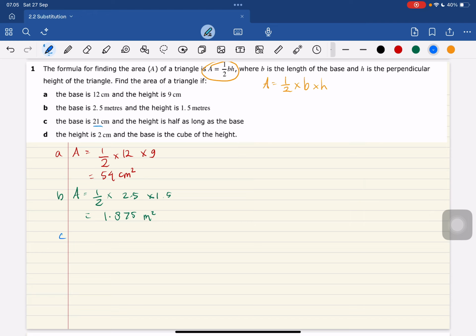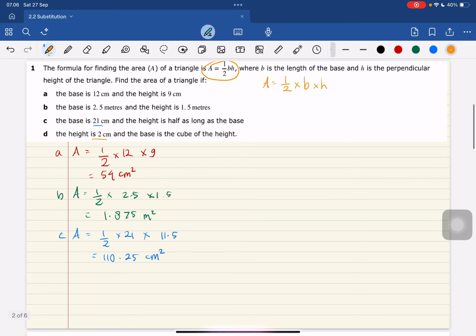For C, the base is 21 and the height is half as long as the base. So it's going to be A equal to 1 over 2 times 21 and a half of 21, which is 10.5. So this will give us the answer of 110.25 centimeters squared.